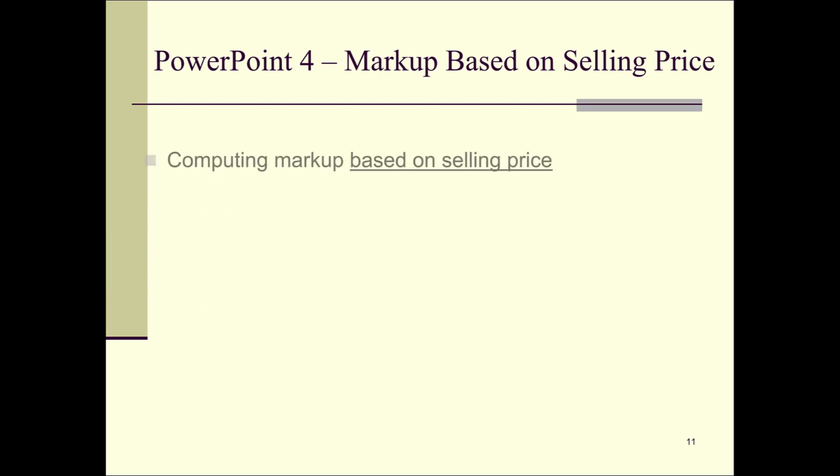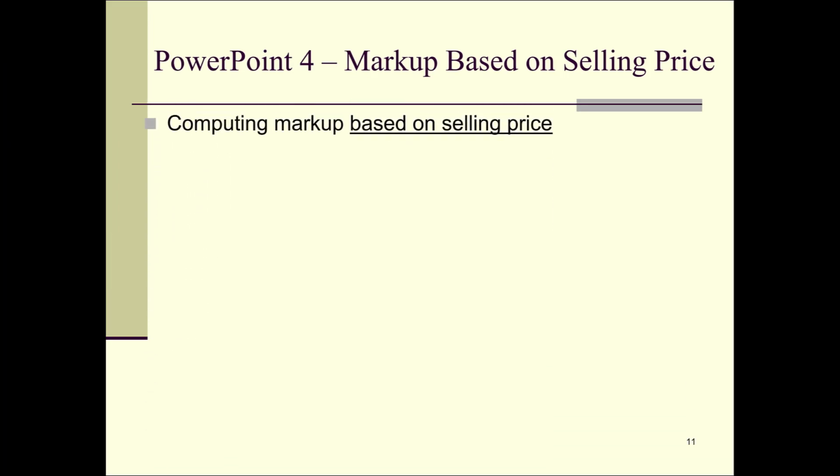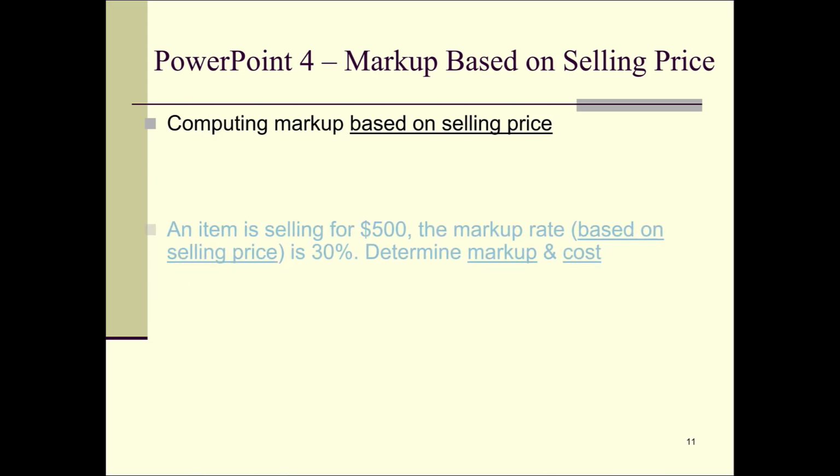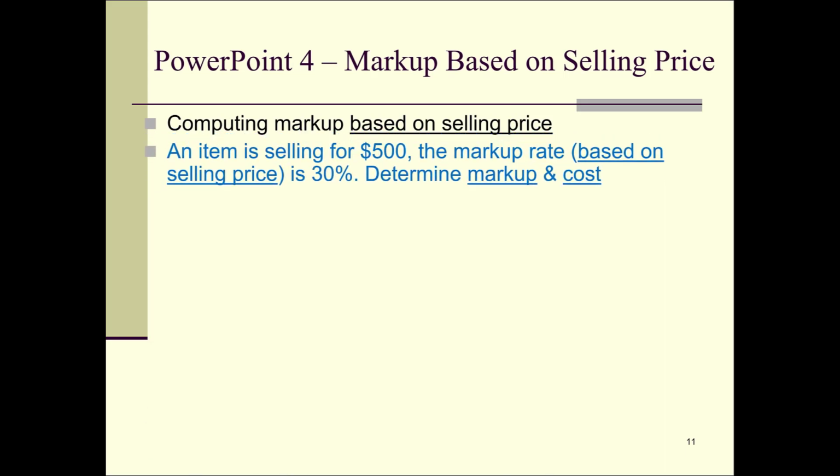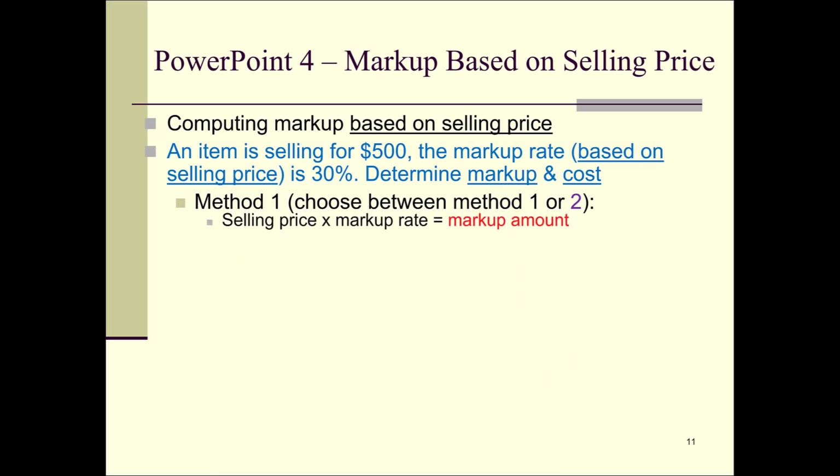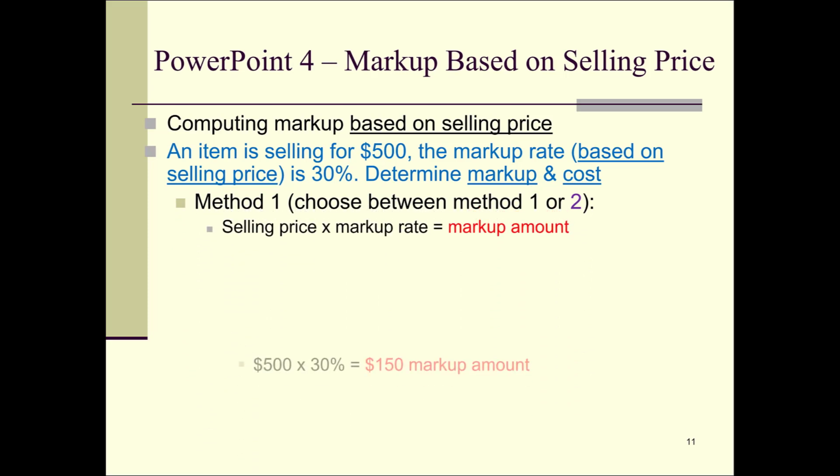So let's do another example that's not so obvious. Remember, we're computing the markup based on the selling price. So an item is selling for $500. The markup rate, which was based on the selling price, is 30%. So we want to determine the markup and then figure out what the cost was. Let's calculate the markup first. To calculate the markup amount, it's selling price times markup rate. So $500 times 30% gives us a $150 markup amount.